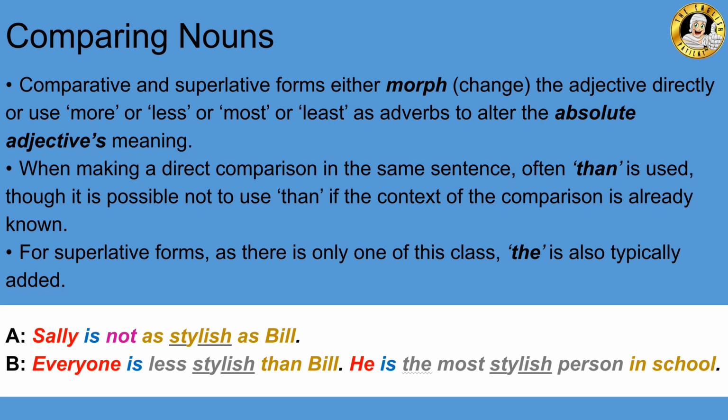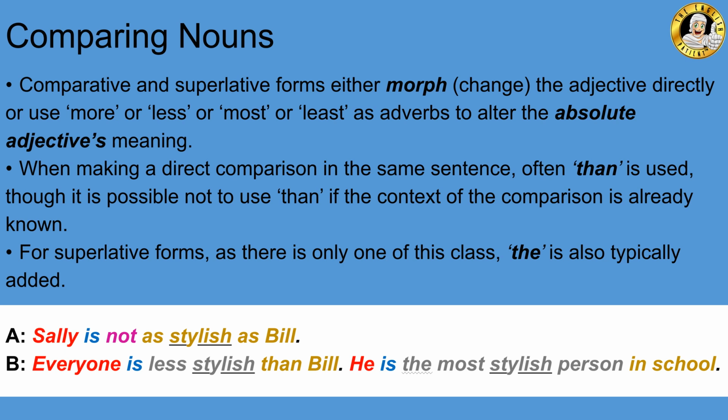So for example here, A says, Sally is not as stylish as Bill. So the absolute adjective is stylish. And using this structure, the not as something as structure with something being an adjective, we can say that Bill is more stylish than Sally, right? Now, B then replies and says, everyone is less stylish than Bill. He is the most stylish person in school.